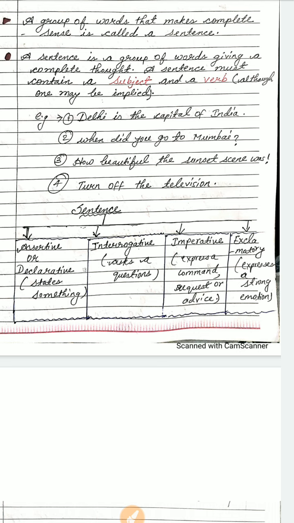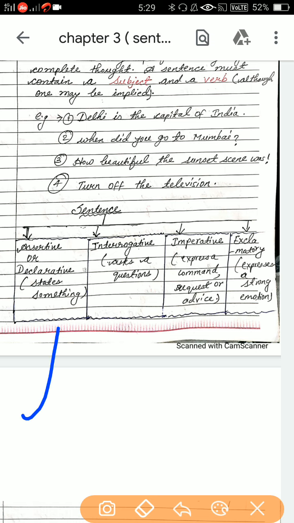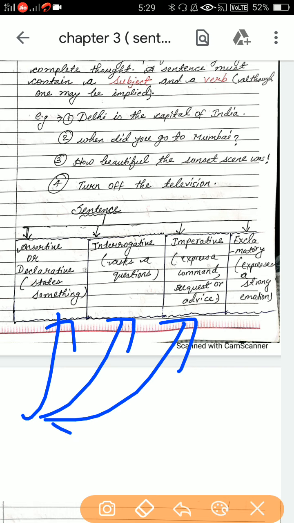So we have discussed these 4 examples, and these 4 groups of words convey different meanings. Based upon that meaning, sentences are divided into 4 parts. The first part is the assertive sentence, second is the interrogative sentence, third is the imperative sentence, and fourth is the exclamatory sentence.